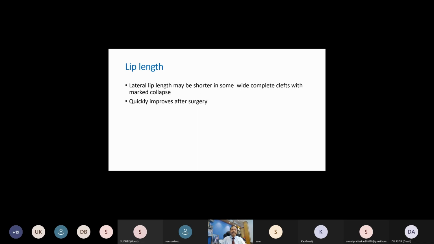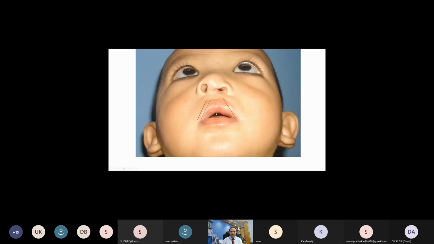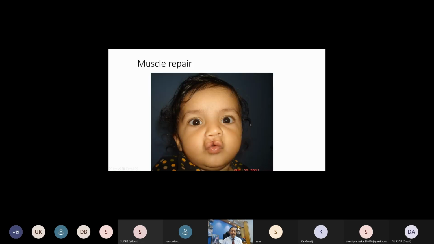Similarly, the lip length. The lateral lip length may be shorter in some of the wide and complete clefts with marked collapse of the alveolus. But it again quickly improves with the surgery. So in this patient, you can see the lip height on the cleft side or lateral side is much shorter than a non-cleft side. But after surgery, it becomes equal. So nothing special needs to be done for these patients and these conditions.